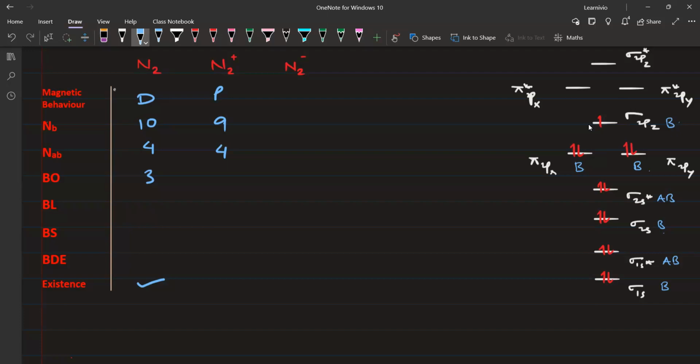बॉन्ड ऑर्डर कितना हो जाएगा? 9 minus 4? 9 minus 4 is how much? 5. 5 by 2?